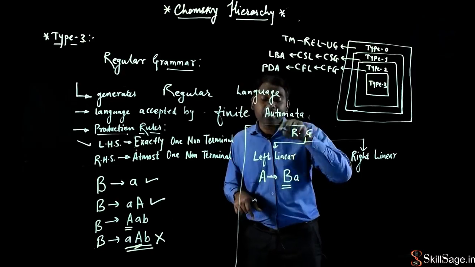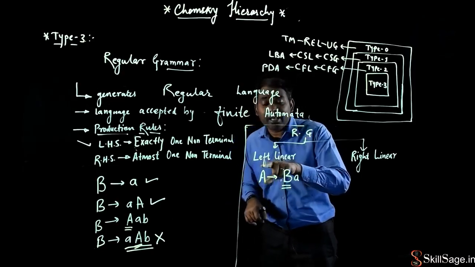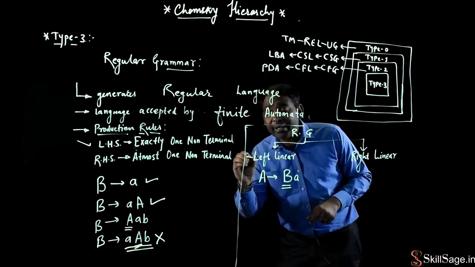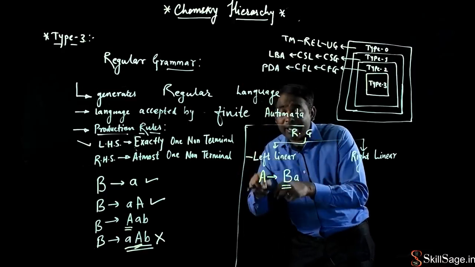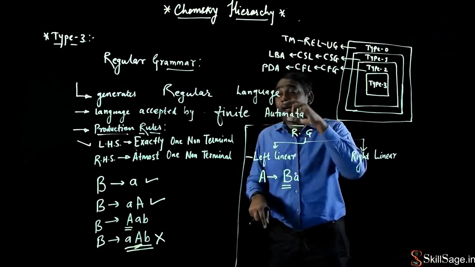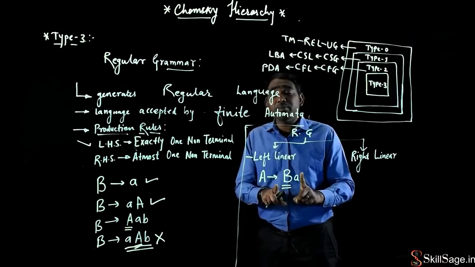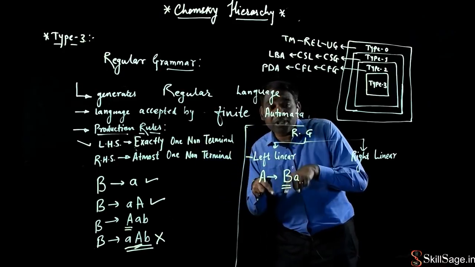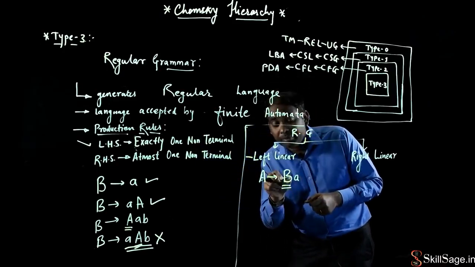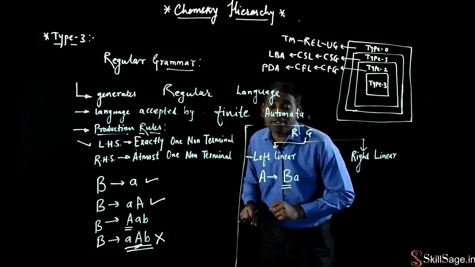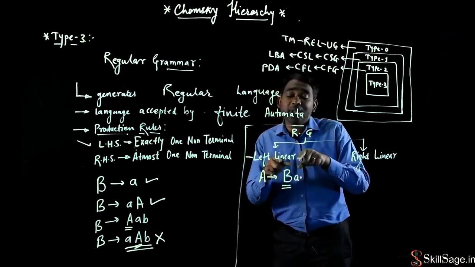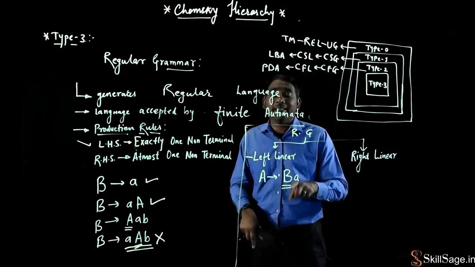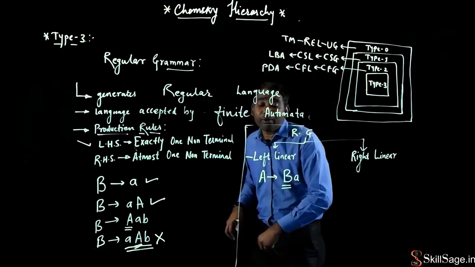That is why this particular grammar is called a left linear grammar. Why is it left linear? Again I'll repeat. Right hand side has at most one non-terminal symbol, that is allowed. But where is its position? The position of this B is that my non-terminal symbol is the leftmost symbol present on the right hand side. That is why it is called a left linear regular grammar.